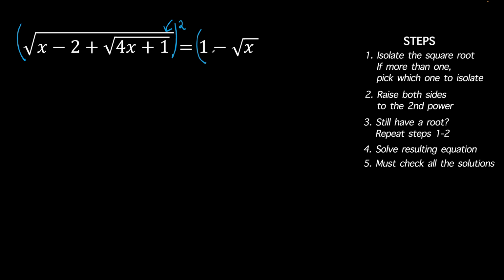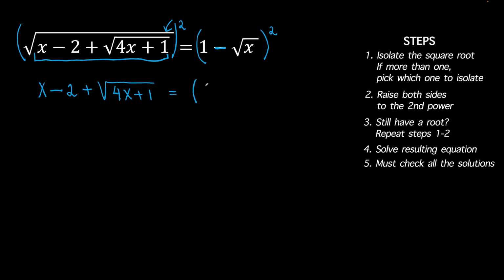Make sure that you square the whole thing on the right side, not just the square root of x, but you're squaring the whole thing on the left and on the right. So when we square the square root, we get the expression under it. So on the left we will have x minus 2 plus square root of 4x plus 1. And on the right side, we will have to multiply because we have minus right here. We have 1 minus square root of x times 1 minus square root of x.